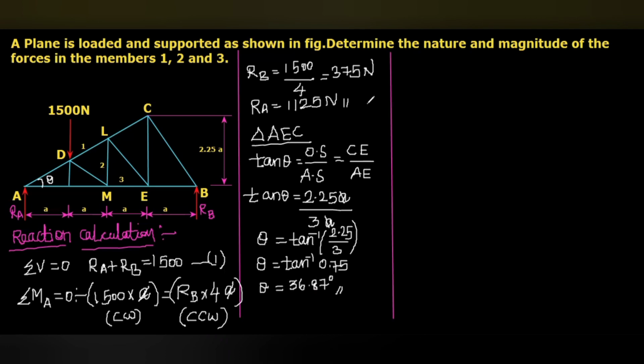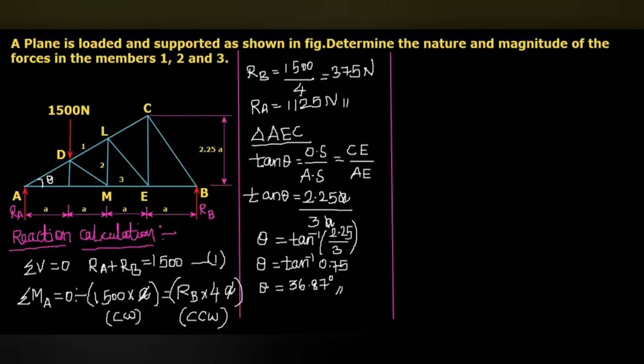Okay, so here, as I mentioned earlier, we can solve this by using both methods, method of joint or method of section. But method of joint means we have to start from each joint, joint A, D, like that, to calculate the forces in these particular members 1, 2, 3. So it is tedious and it will be a lengthy one. So here we are going to solve by using method of sections.